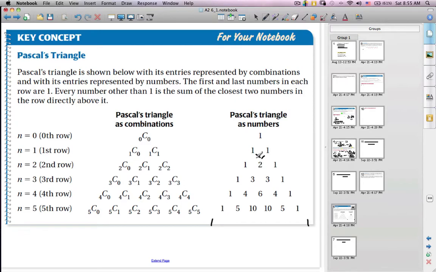Now these internal numbers, you see 1 plus 1 was 2. 1 plus 2 is 3. 2 plus 1 is 3. I can find these internal numbers by simply adding the two numbers above it. So 1 plus 5 is 6. 5 plus 10 is 15. 10 plus 10 is 20. 10 plus 5 is 15. And 5 plus 1 is 6. So I can keep building out Pascal's triangle however far I need to.